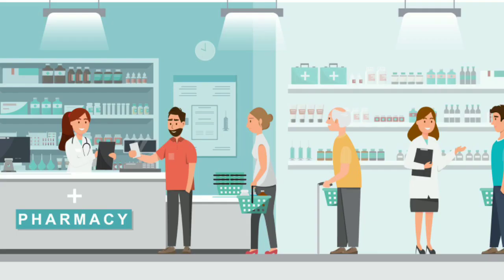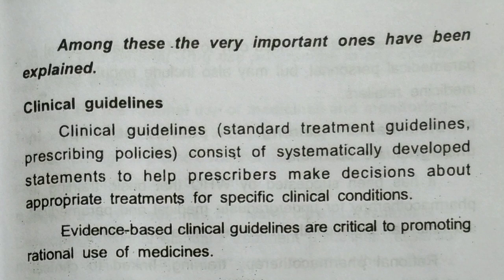Among these, the very important ones are explained now. Clinical guidelines: standard treatment guidelines and prescribing policies consist of systematically developed statements to help prescribers make decisions about appropriate treatment for specific clinical conditions. Evidence-based clinical guidelines are critical to promoting rational use of medicines.